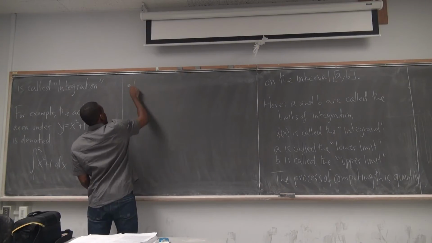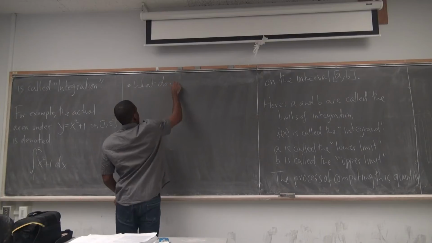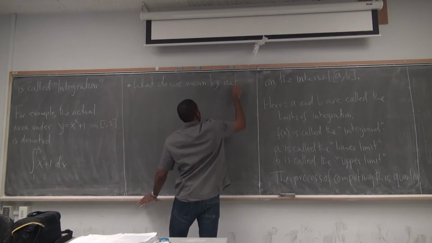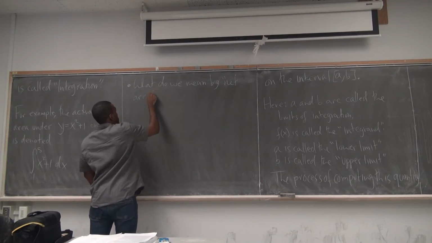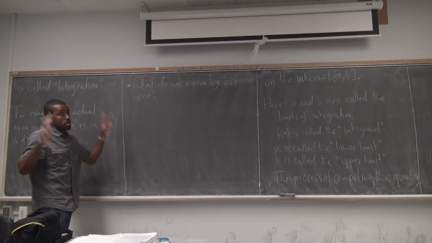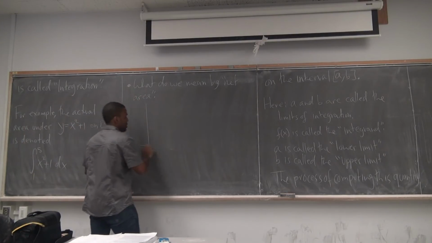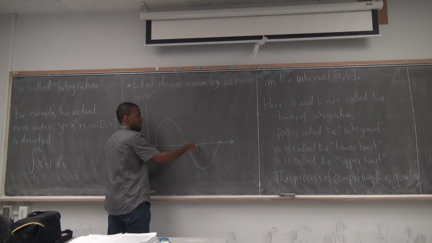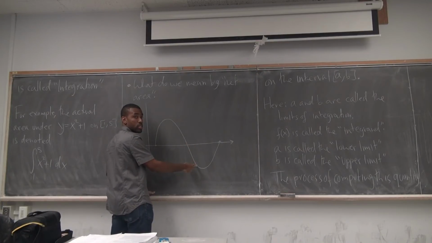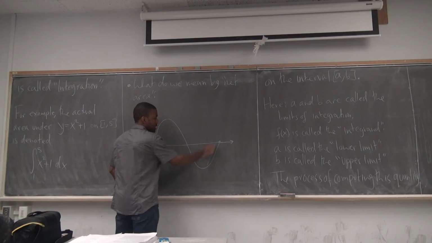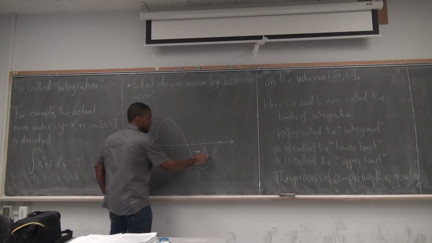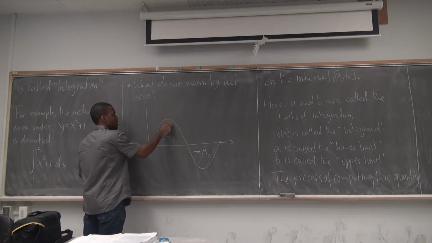Wait, I do want to mention, what do we mean by net area? Basically, I mean that we can have something like negative area. If your function is under the x-axis, when you plug in the x values into the function, it gives you a negative answer, right? So technically, if you're under the x-axis, what you get is a negative area. Whereas if you're above, call this A2, you get a positive area.